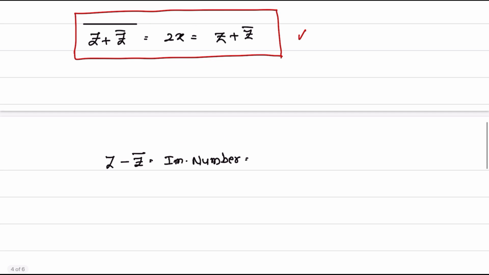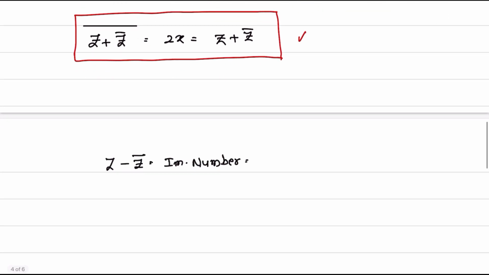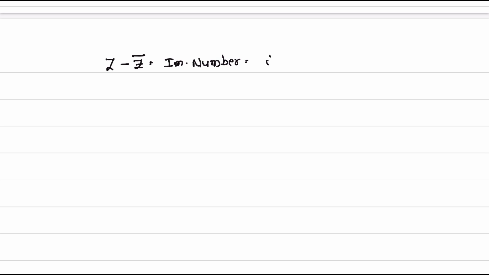Now, what is Z minus Z bar? We have seen it is an imaginary number, that is equal to how much? I into 2y. I is iota. I call it as I instead of calling I as iota every time. I into 2y.